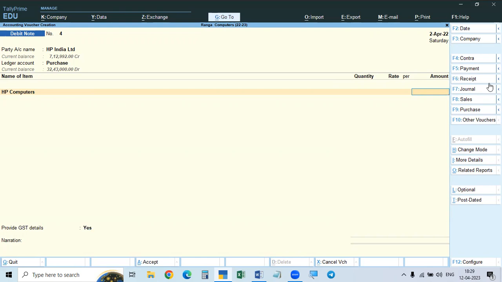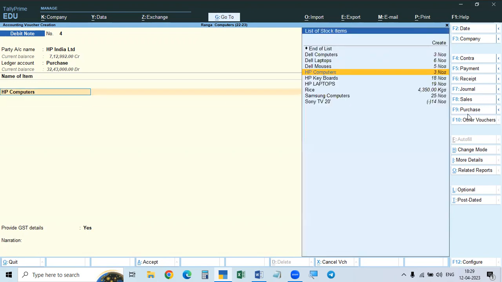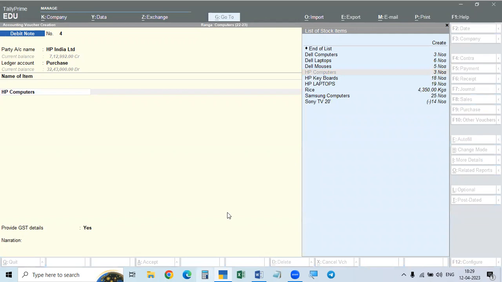3 numbers, 3,000 is 25,000. They billed 28,000. So 3,000 into how many? 3 numbers. So 3 into 3, 9,000 rupees is more. Understand? Correct?